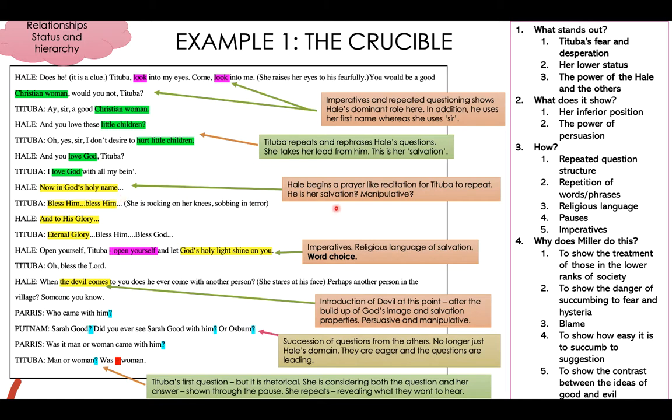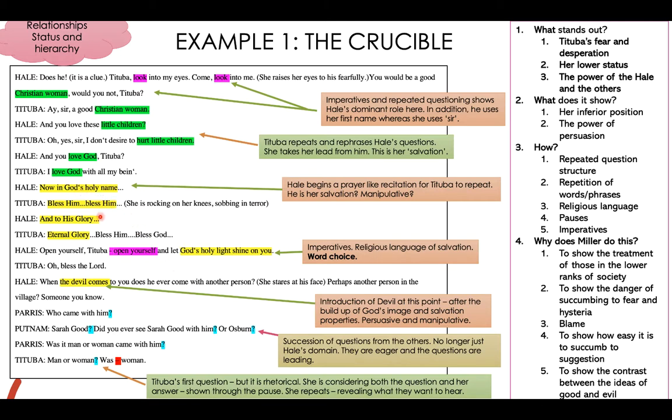And then if we move down, we have Hale using this prayer. It's almost like a prayer that he's reciting, almost like he is working towards saving her soul. This is her salvation. And it's for her to repeat, suggesting that maybe he is her salvation, or following him is her salvation. And this is actually quite manipulative, because as we get towards the end of this short extract, Hale takes a bit of a step back and the other characters come in, and it turns from a lot of this religious language to now very accusatory, in terms of, did you see this person? Did you see that person? Was it Sarah Good? Was it Goody Osborne? So it's almost like he does this for a purpose, to get her to a particular point, and then the others come in and there's a barrage of questions from them as well.